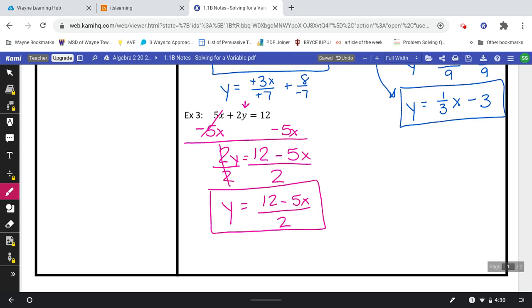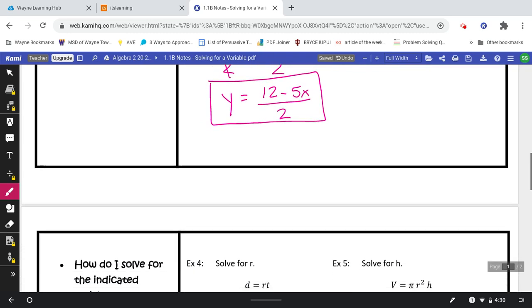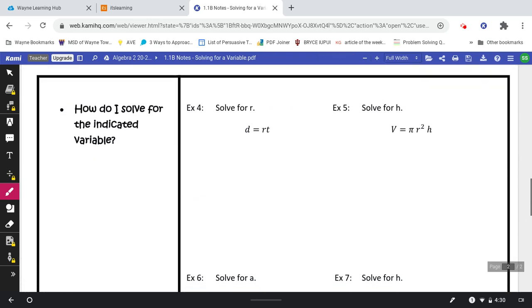Okay. So that's solving for y. So just make sure you get the y by itself. You know your answer is done when you have y equals. Y equals is the most common thing that we solve for. We use it a lot when we are graphing. However, there's a lot of other things we can solve for as well. We can solve for any other variable.